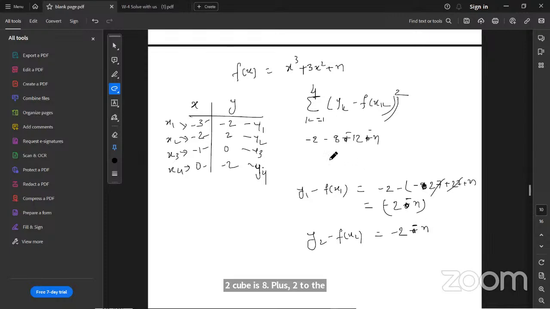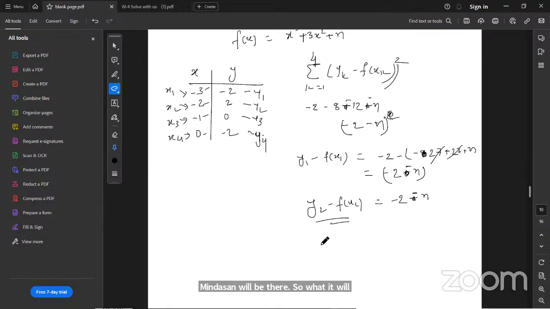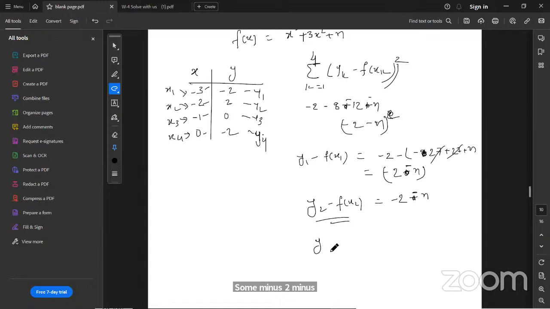So what will it be? So -2 minus n only, and whole square. But we are finding this one only, no? So -2 minus n only, right? Then you whole square the error. Okay. So what is y3 minus f(x3)?